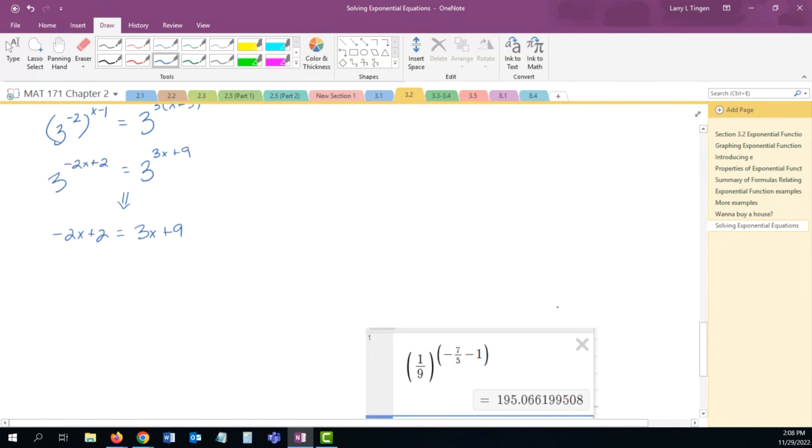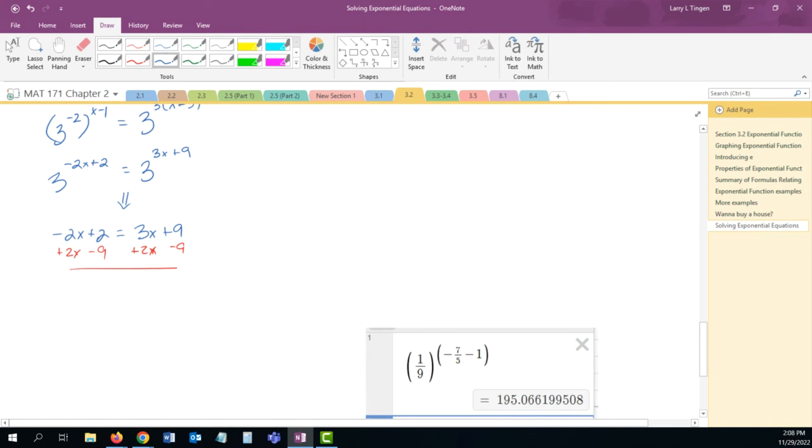All right, so solve. This is linear. It's not a quadratic, so I don't get everything on one side. Instead, I get everything with an x on one side. I'm going to move everything with an x to the right, which means everything without an x is going left.